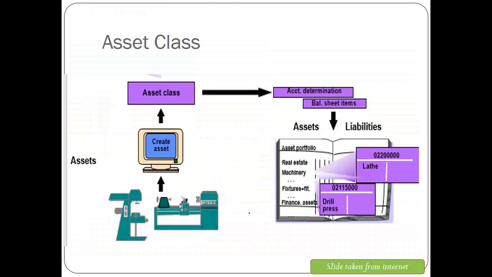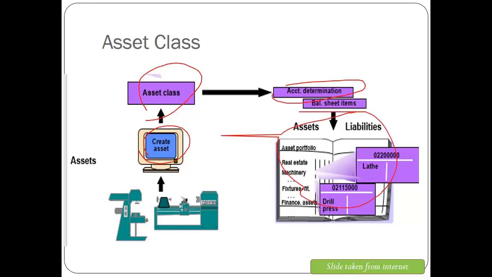Here is another image to demonstrate the same concept: when we buy an individual asset, we create the master data for the individual asset, and we link it to an asset class, which is already linked to account determination, and this already links to different treatments for assets and liabilities.